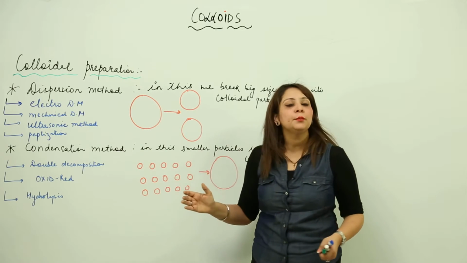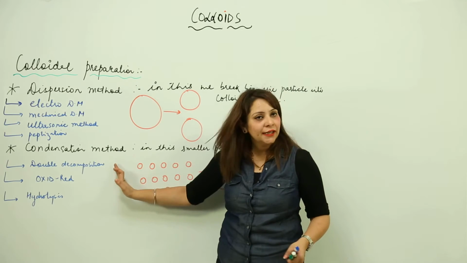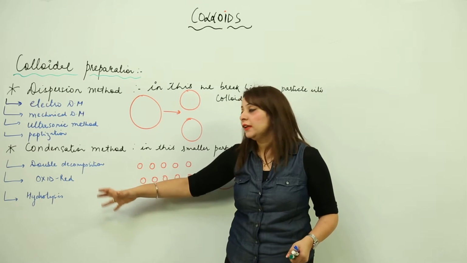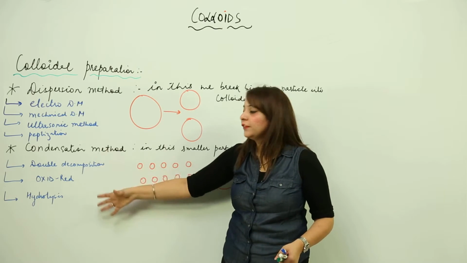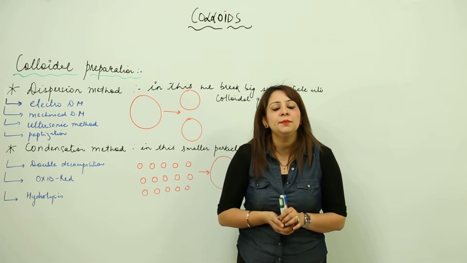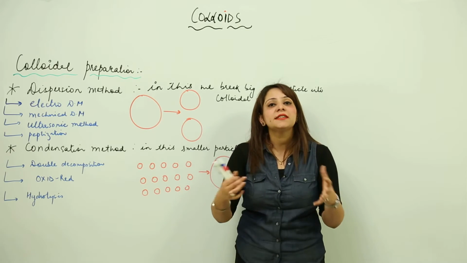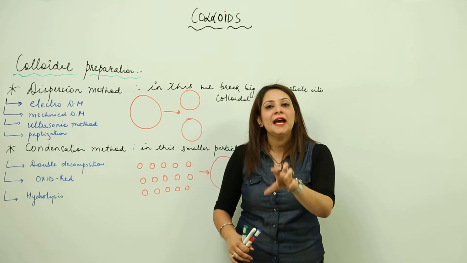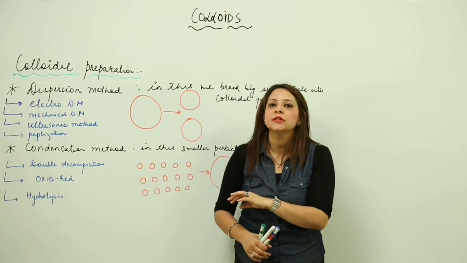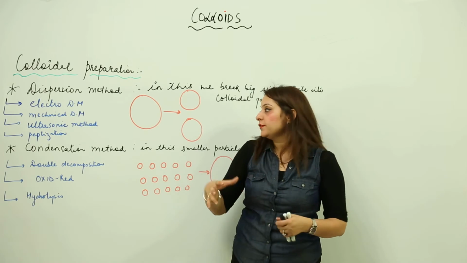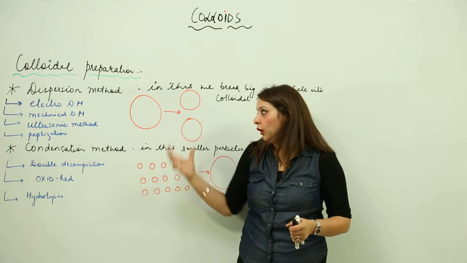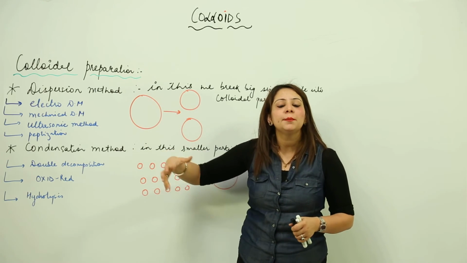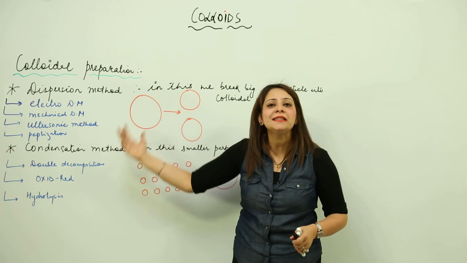For this we will employ different processes like the double decomposition reaction, oxidation reduction and hydrolysis. If we apply any of these methods, the basic remains the same: in all these three processes we are just aggregating the smaller particles to obtain a particle of size between 1 nanometer and 1000 nanometer. So now you are familiar with the basic phenomena involved in these processes. Now we are going to start with the dispersion method, taking into consideration the different processes that we can follow.